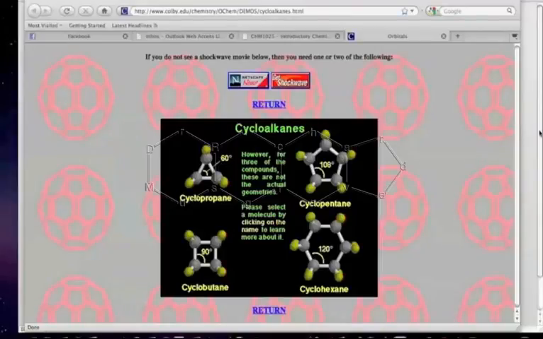This mini lecture is on conformations of cycloalkanes. Well, first of all, take a look at cyclopropane. As you can see, the bond angle on cyclopropane is 60 degrees. That's the angle you'll find in an equilateral triangle.